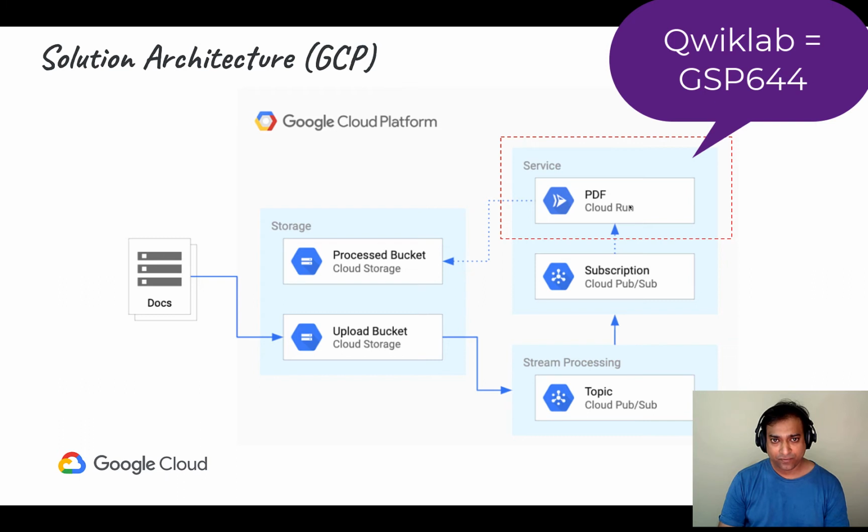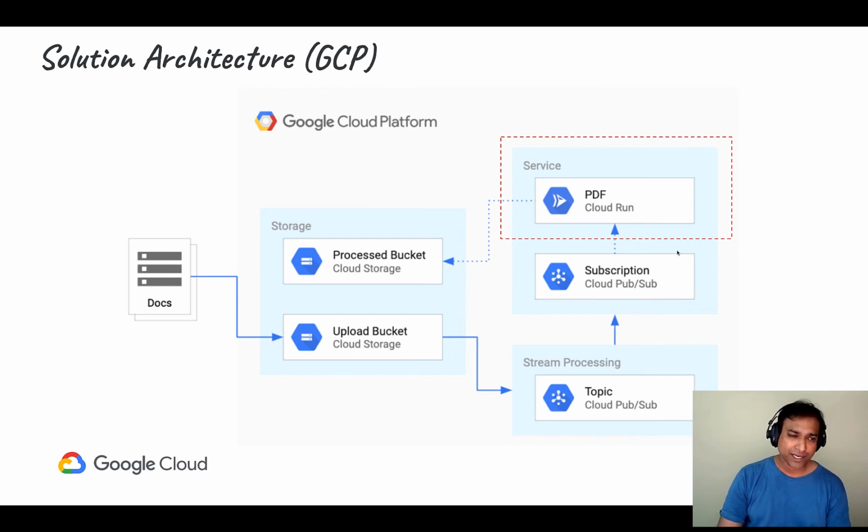Now, when you have a lot of load coming up, there can be multiple containers that subscribe to this particular topic, and they can all consume those messages from the topic. The CloudRun Node.js application will convert the document into PDF format and then push it back into the process bucket via the GCP API for Node. So that completes our solution architecture.